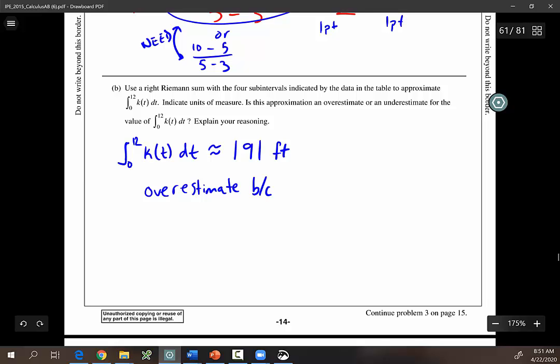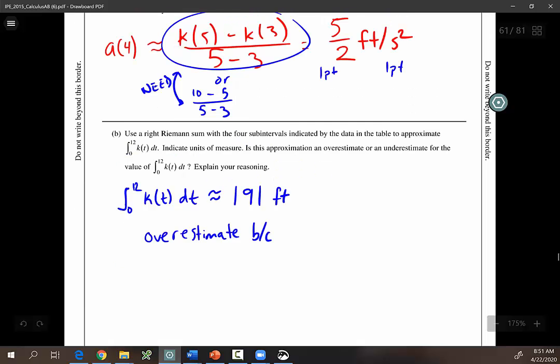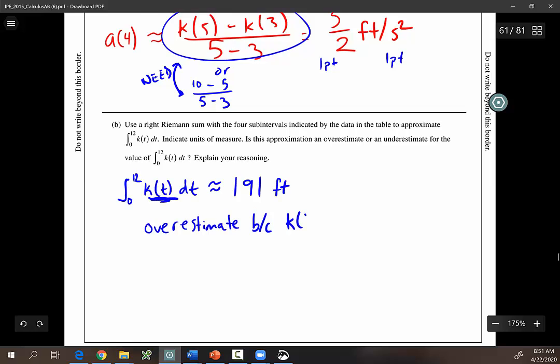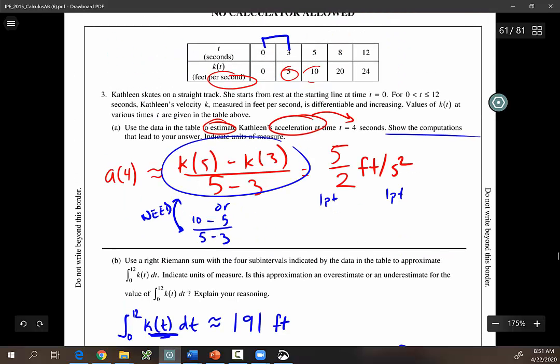Because I like to always say, not necessarily the graph is increasing, but actually say what's in here. So because k of t is increasing, and then just say RRAM. I think we've done so many of these Riemann sums that I'm hoping at this point we don't need to go over how they got 191. But just to be extra safe, our width is 3, times the right side is 5, plus the width is 2, times the right side is 10, plus the width here from 5 to 8 is 3, and the right side is 20, and plus the width here is 4, from 8 to 12, and the right side is 24. So you add all that up, you get 191.